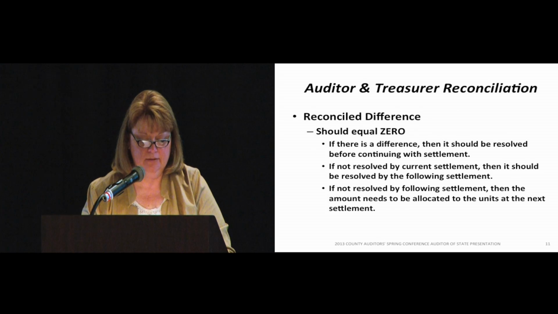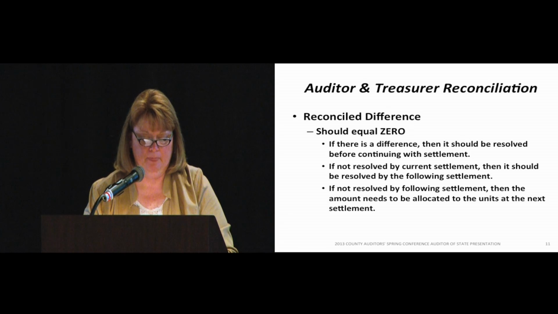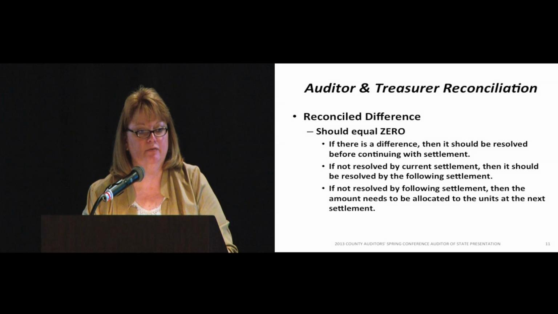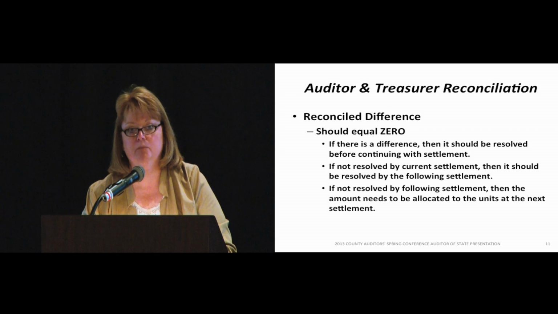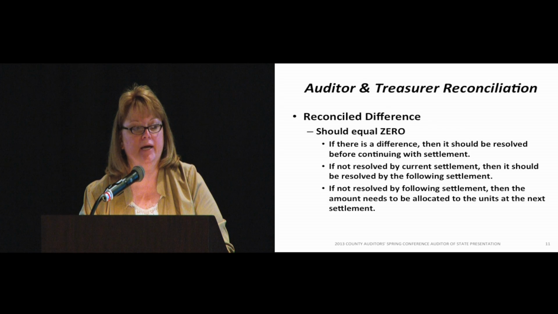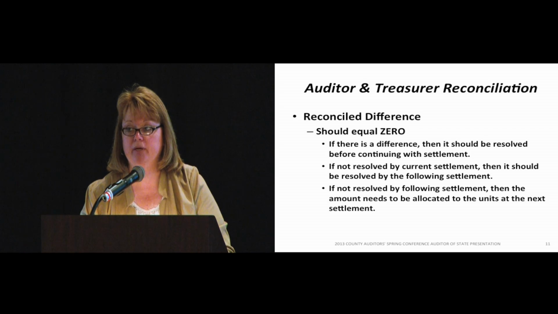And your reconciling difference, it should equal 0. Sometimes it's not going to, and we need you to identify that money. Don't panic. If it's not 0 and you can't identify it this June, I'm not going to hold up your settlement for that, okay? I'm going to make you look for it over the summer and see if we can't determine what it is before your next settlement.